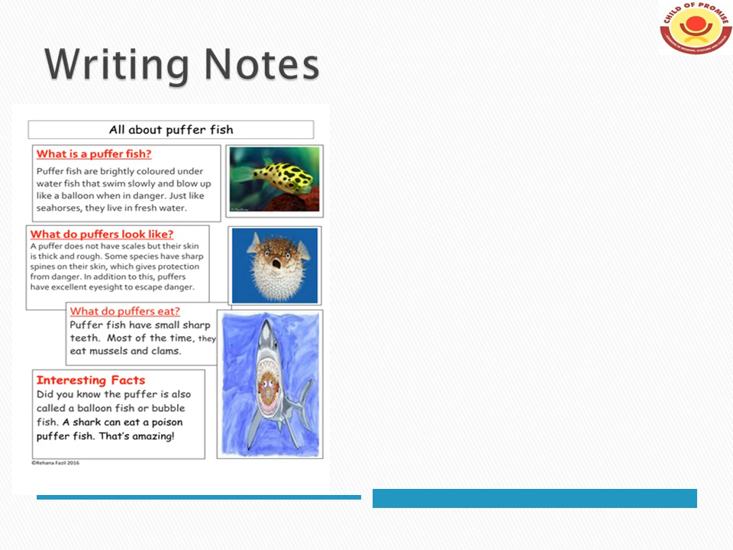The first one, what is a pufferfish? This is paragraph 1. Pufferfish are brightly colored underwater fish that swim slowly and blow up like a balloon when in danger. Just like seahorses, they live in fresh water. Now, what is this paragraph all about? You're going to use your keywords to write down what this paragraph is all about.